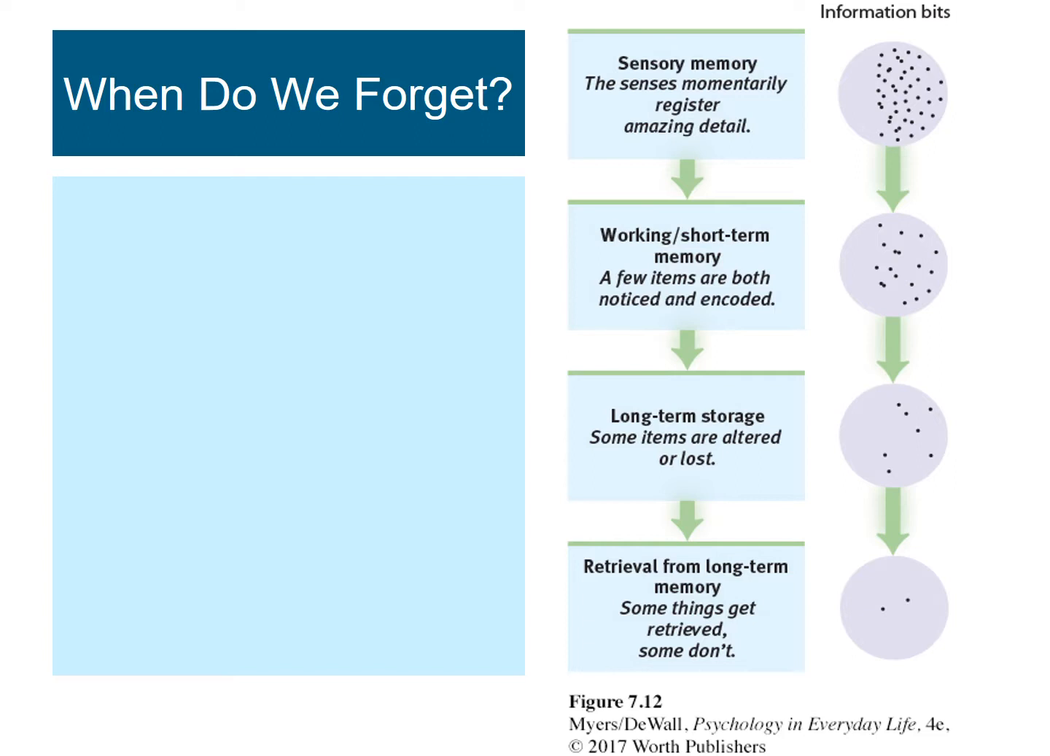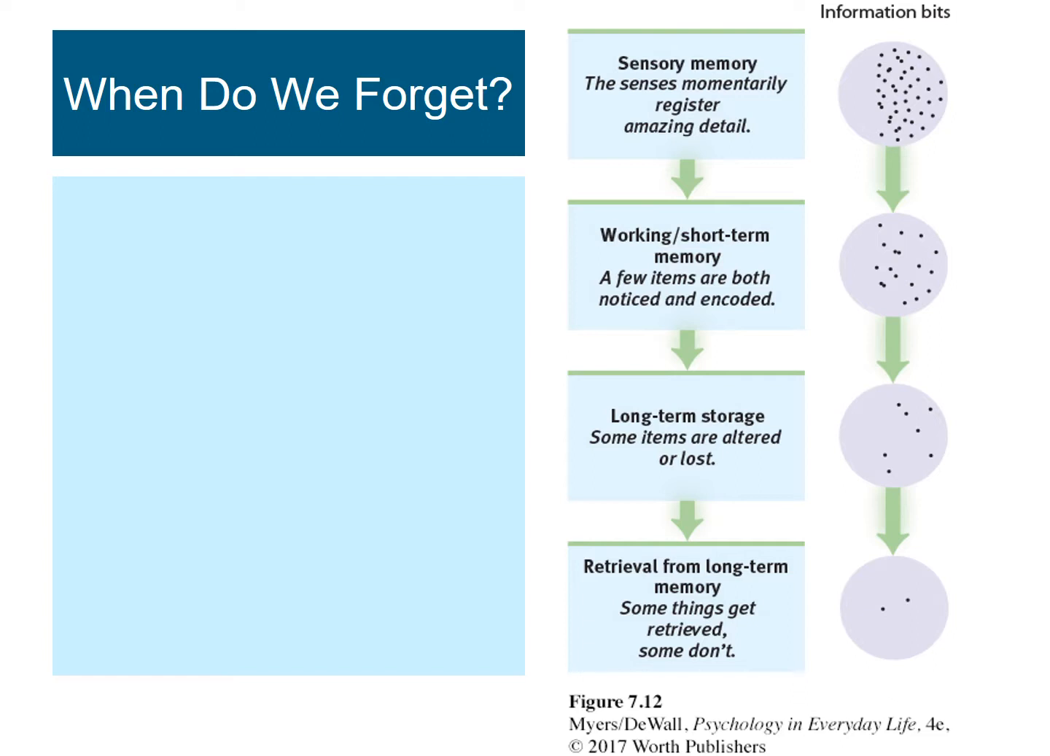Short-term or working memory then goes through. A few of the items are both noticed and encoded. For instance, there may be something about an artistic masterpiece that you look at one time and you notice, and then you go back the next time and you're like, oh, I didn't even realize that part was there. You just don't attend, or you can't attend to all of the information simultaneously. So not everything gets noticed and encoded.